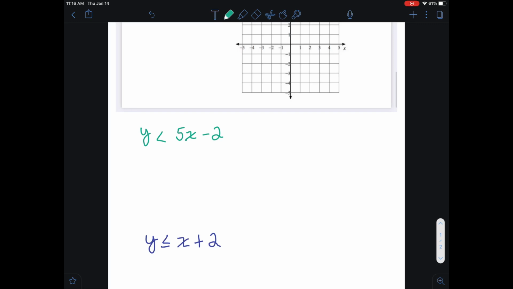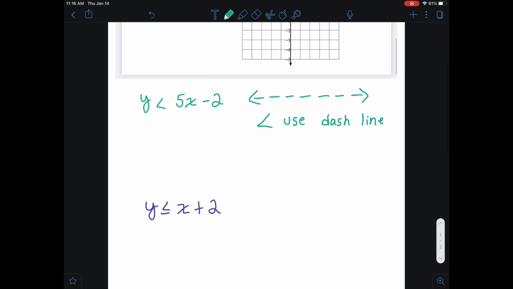So if it's less than or greater than, then the line we'll be using to graph will be a dash line. So because it's less than, we're going to use a dash line, which looks like that. Okay, so let's go deeper into this.